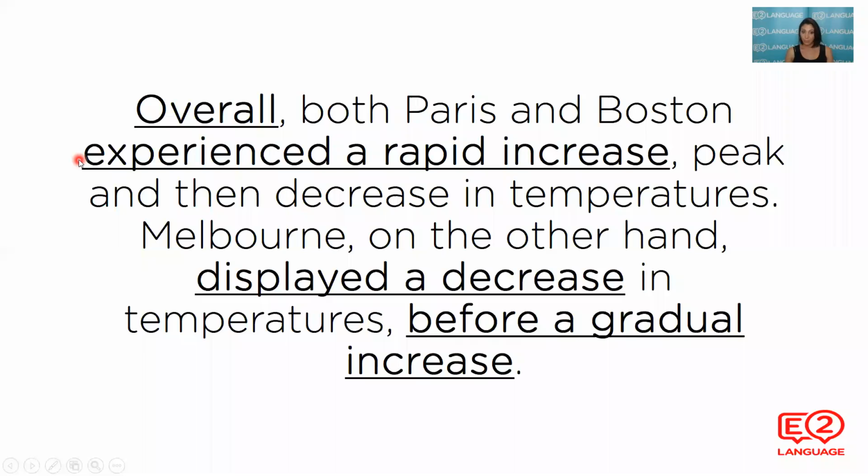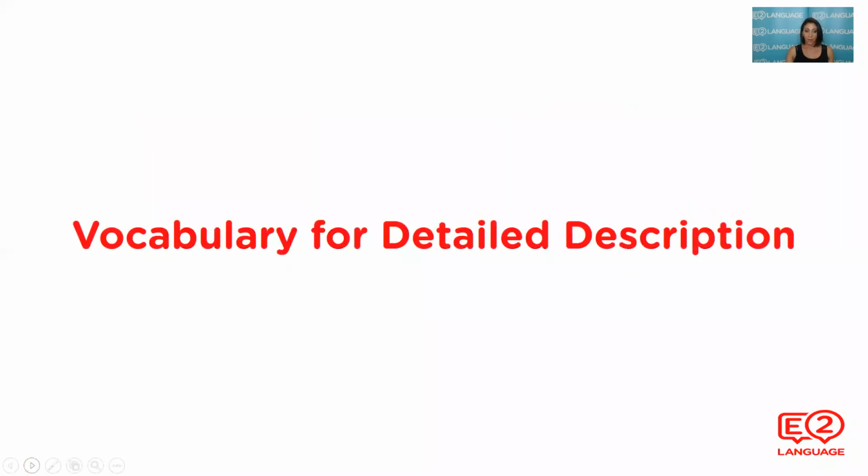Overall, both Paris and Boston experienced a rapid increase, peak, and then a decrease in temperatures. Melbourne, on the other hand, displayed a decrease in temperatures before a gradual increase. So here I've said both because they're similar, and then I've said Melbourne on the other hand to show the contrast. Okay, now that I've said the main trends, what happened? 2 cities went up and then down, 1 city went down and then up.